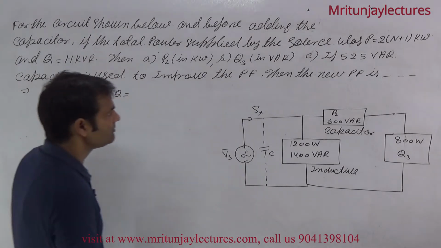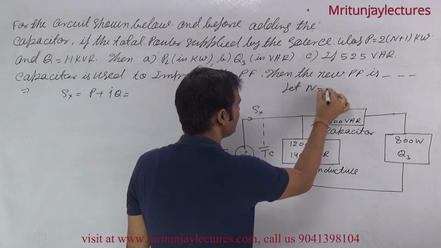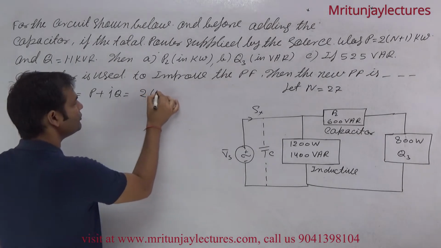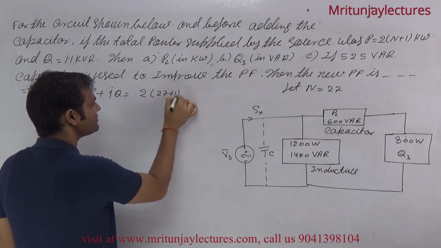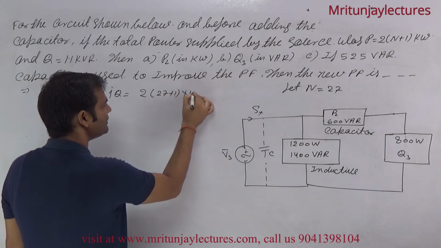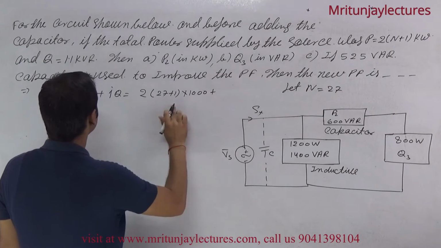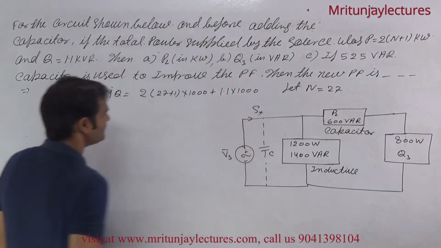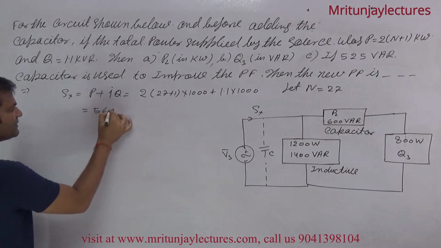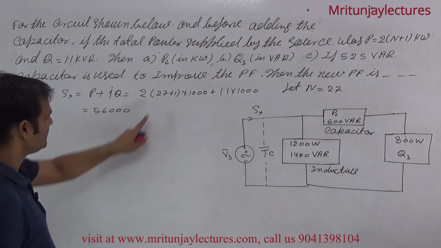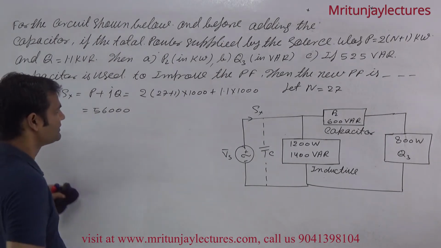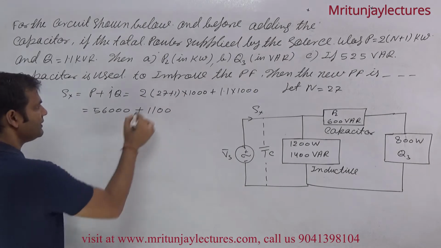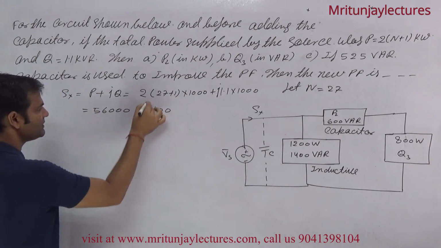Corresponding to the question, suppose n is equal to 27. Then what about P? 2 into 27 plus 1, that is 28, into 10 to the power 3 in watts, and Q is 1.1 into 10 to the power 3. Finally we got 28 into 2, that is 56,000 plus j1100, written like this.